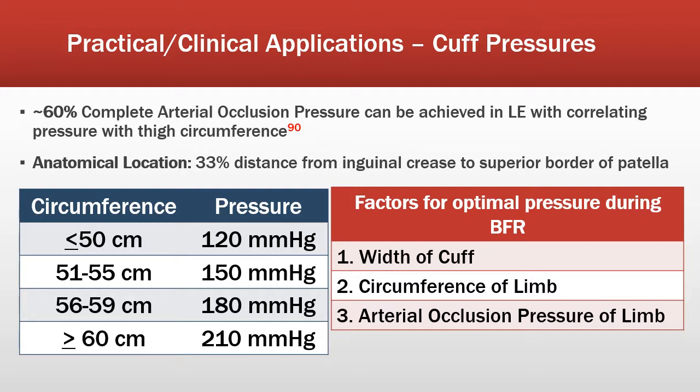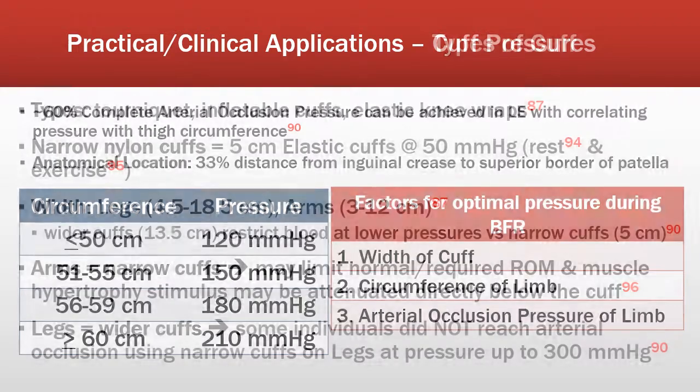So factors for optimal pressure during the BFR. Other things that you do want to take into account is the width of the cuff, circumference of the limb as shown here, and then the arterial occlusion pressure of the limb. Essentially, at what pressure is the limb completely occluded. So those are other factors.